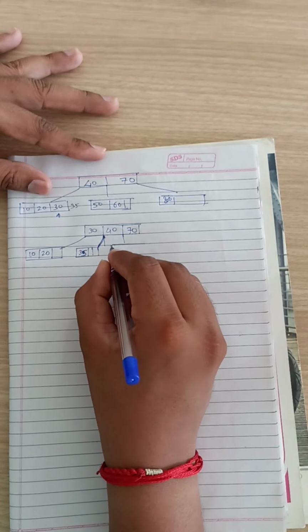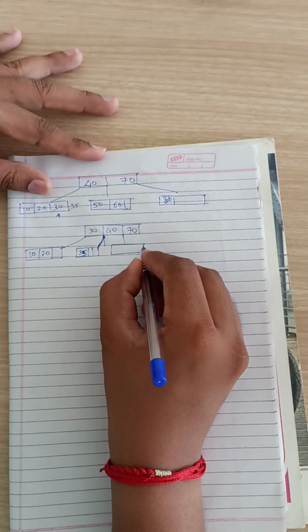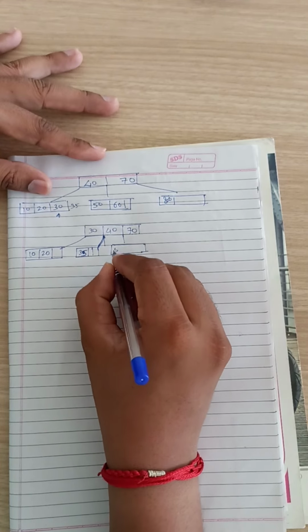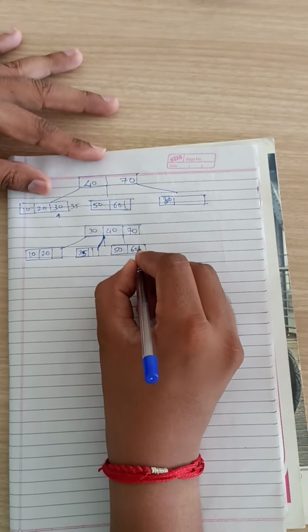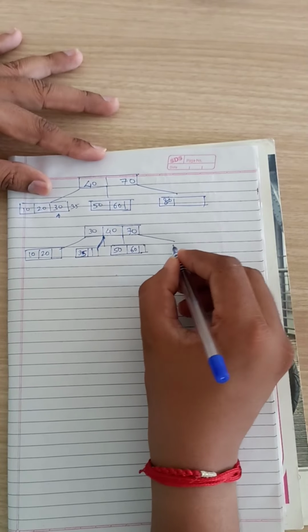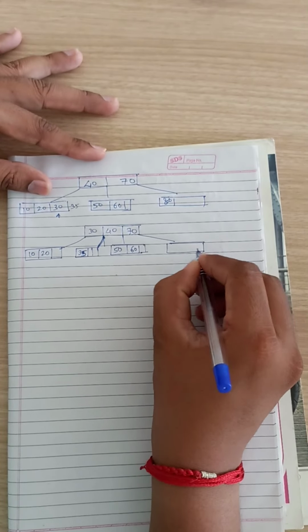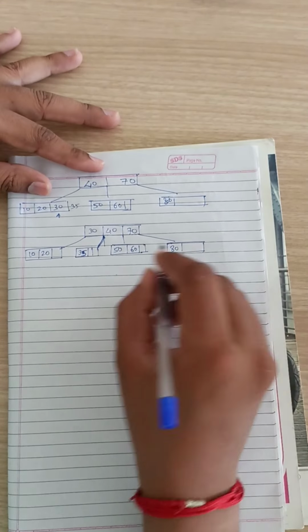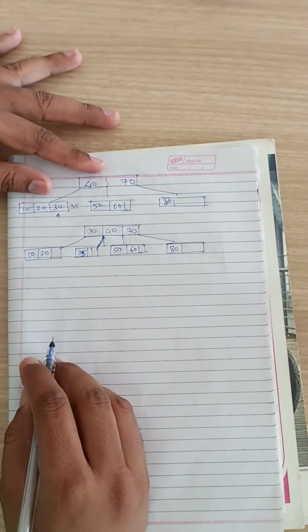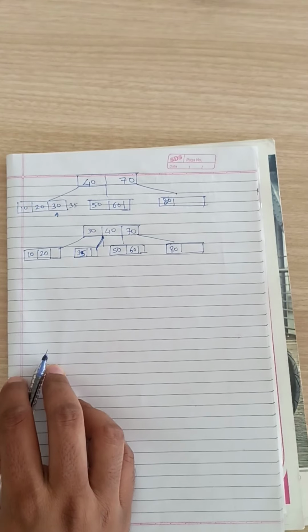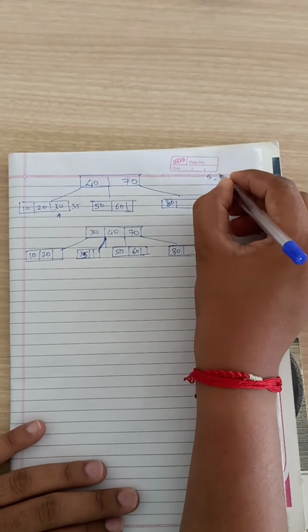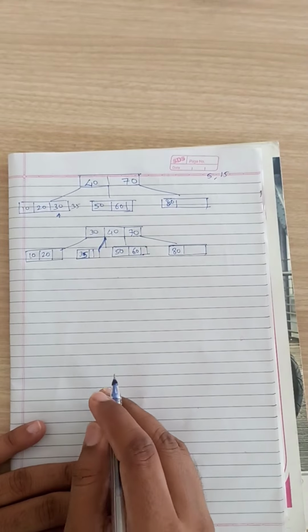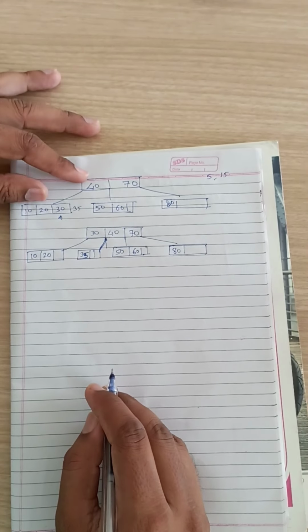थर्ड चाइल्ड कैसे बनेगा, 50 एंड 60 एंड एम्प्टी नोड. एंड फोर्थ चाइल्ड जो बनेगा वो बनेगा 80. ओके, सो ये हमारा नोड है. दिस इज आवर ट्री, बाइनरी ट्री. नाउ व्हाट वी हैव टू इंसर्ट नेक्स्ट, देन 5 एंड 15 वी हैव टू इंसर्ट. ओके, अभी 35 के बाद 5 और 15 इंसर्ट करेंगे.